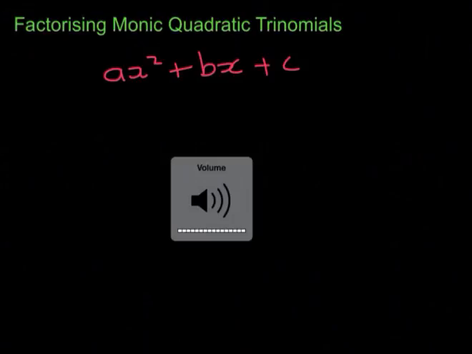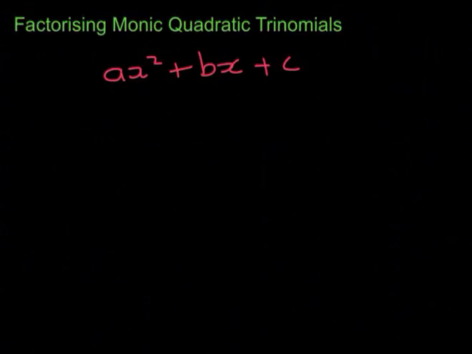Alright, so in this lesson we're going to be looking at factorising monic quadratic trinomials, and you don't need to be too concerned about the title. It looks big and ominous, but actually all it's going to do is look at quadratic expressions which take the form of something like ax squared plus bx plus c. That's what a quadratic is. The monic means that the value of a is 1, and the trinomial just indicates that there are 3 parts to this expression.